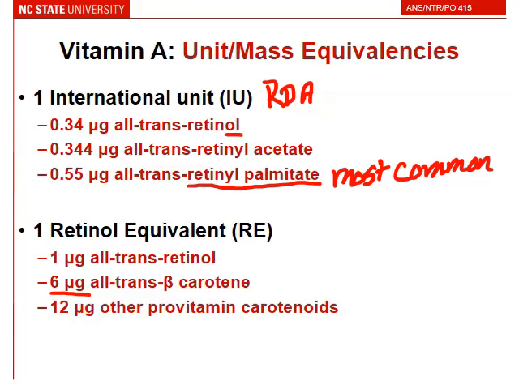And beta carotene by far has the greatest activity of all the provitamin carotenoids, because here you could see any other provitamin carotenoid is going to end up having an RE of 12 micrograms.